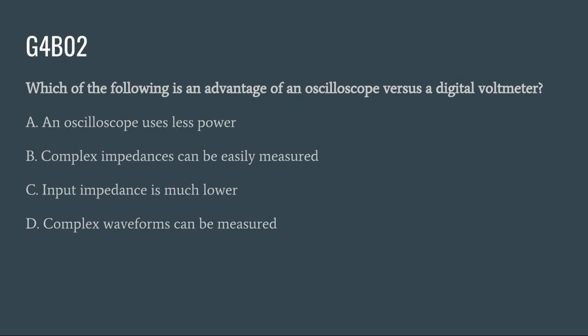G4B02, which of the following is an advantage of an oscilloscope versus a digital voltmeter? A, an oscilloscope uses less power. B, complex impedance can be easily measured. C, input impedance is much lower. Or D, complex waveforms can be measured. Correct answer is D, complex waveforms can be measured.